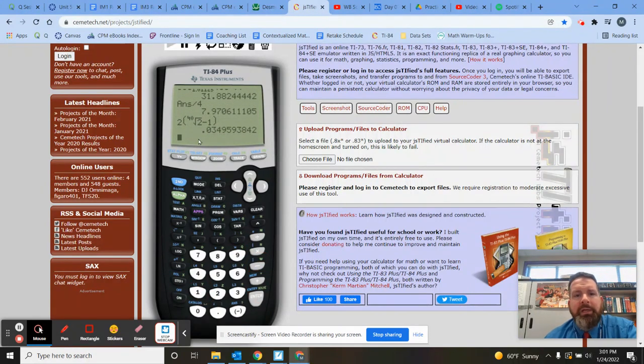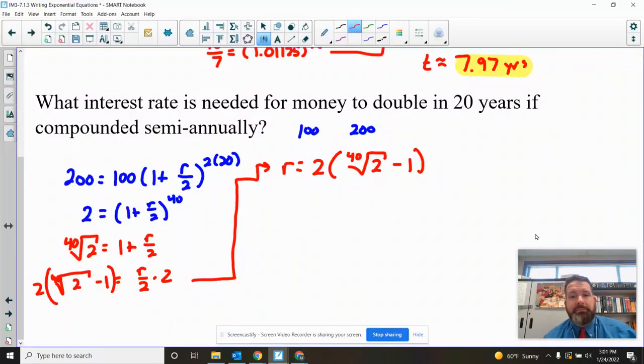Enter it out. Now this is my interest rate as a decimal. So to turn it into a percent, move it over 2 spots. 3.4959 would round to a 3.5% interest rate. So r equals 3.5%.